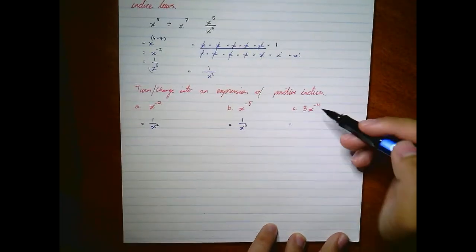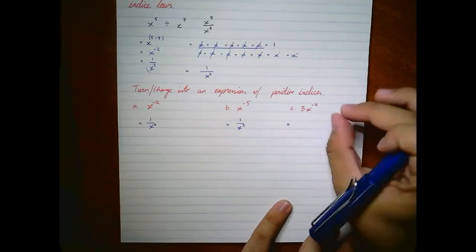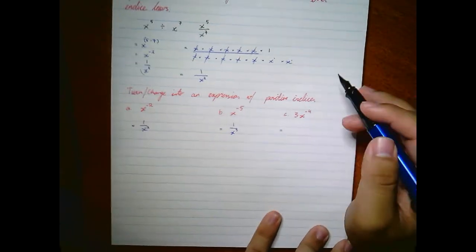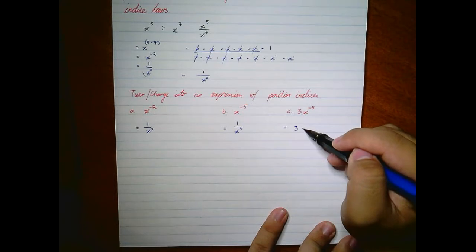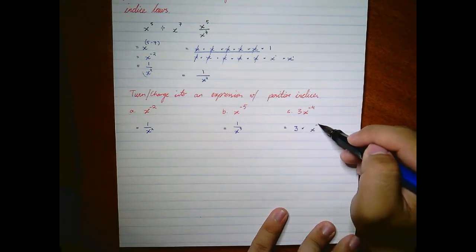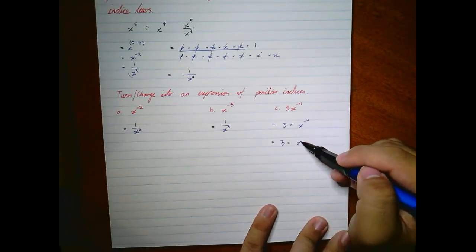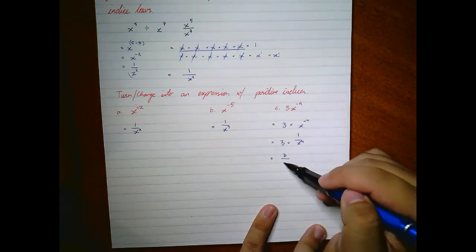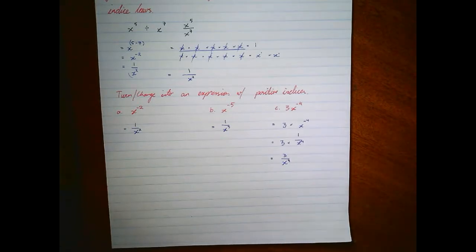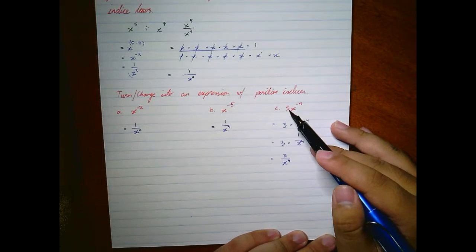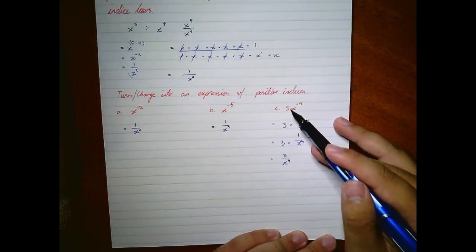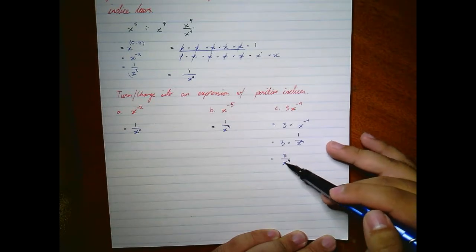Now here's where it gets tricky, and I'll show you. I'll break this down a little bit further. This expression is actually 3 times x to the negative 4, which will give us 3 times 1 over x to the 4, which gives us 3 over x to the 4. Okay, so I hope you can see how if you have a 3 in front of a negative index like this, it's going to be 3 over x to the 4.